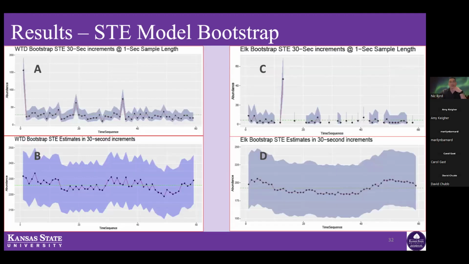This is just a plot depicting the white-tailed deer bootstrap methods using previous methods. We were averaging, I want to say, just over 25 deer using previous methods, and about 4 elk on Fort Riley. And then using our methods, we were able to bootstrap, and it was about the same, like 194 elk, and then about 2,250 white-tailed deer.